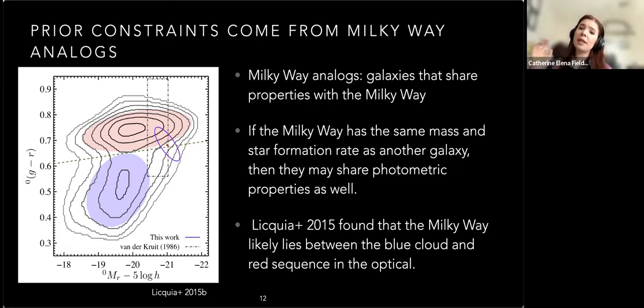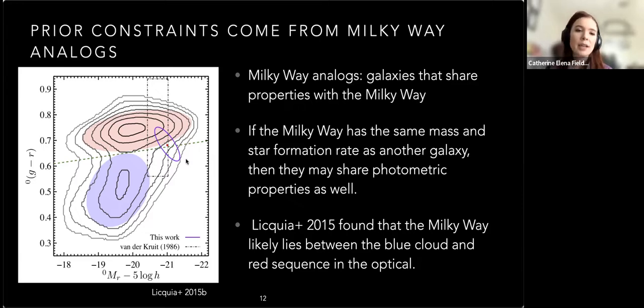And so he did this specifically in the optical wave bands from SDSS, ugriz, and so was able to make these color brightness plots similar to what I just showed you for the sample, as well as make a prediction using the Milky Way analogs of what the Milky Way's color should be in the optical. And so that prediction is shown here with a comparison of the blue cloud and red sequence illustrated to help guide your eye.